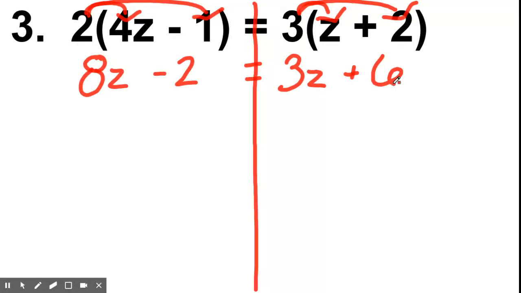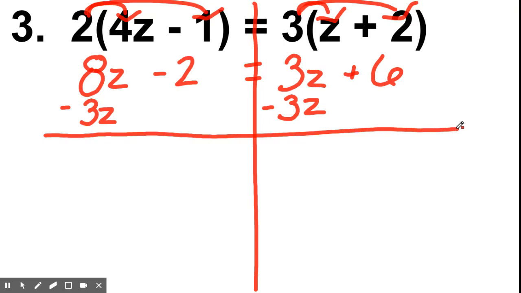Once you've simplified both sides, we're back to what we did yesterday. You need to cancel the 8z or the 3z. I will go with the 3z because it's smaller. So to get rid of a positive 3z, I'm going to subtract 3z, and then I have to subtract 3z from the z's on the left side as well. Now, 8z's minus 3z's will leave me with 5z. Bring down the minus 2. Equals, we canceled the z's over here on the right, so all I have left is a 6.